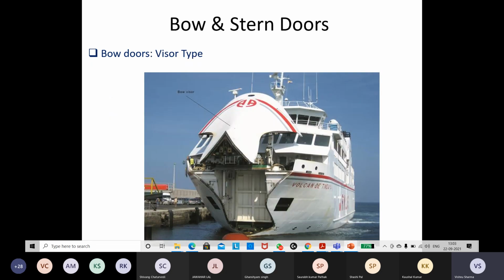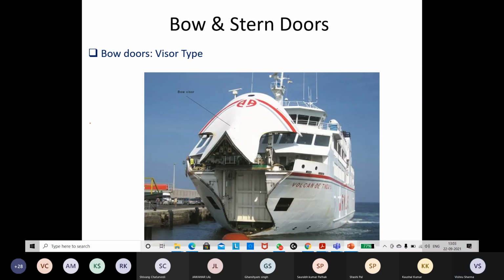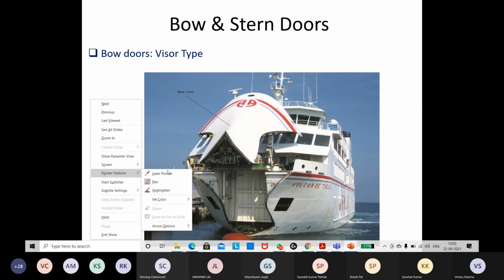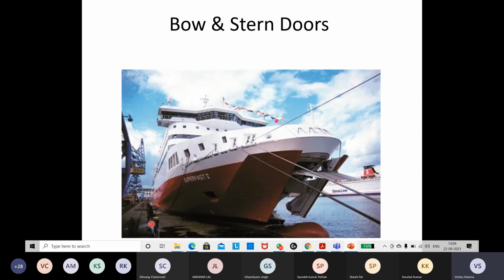So what is visor type? This is visor type. So is it clear? Like the visor of a helmet that lifts up and down, this door is said to be visor type. Then this one is side hinged or barn type. You can see this door hinged on the sides and opening this way. Or you could have side sliding type. On this you can see the doors slide to the side. These are side sliding type bow doors. So there can be 3 types of bow doors: visor type, side hinged, or side sliding.